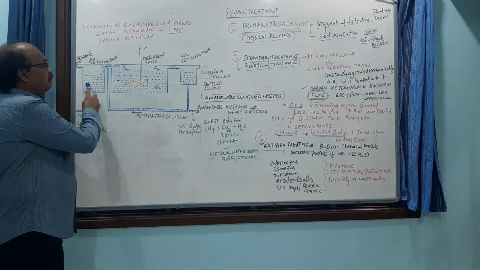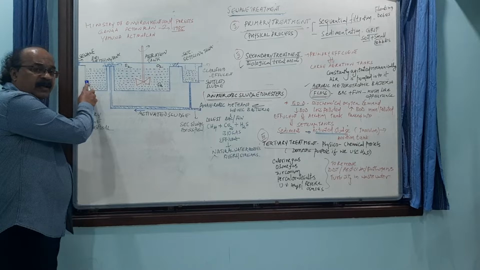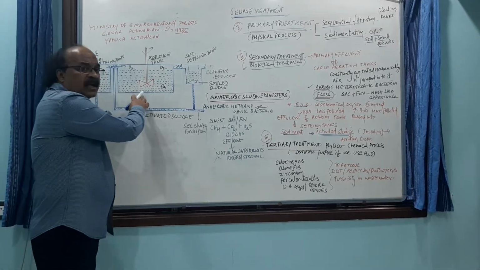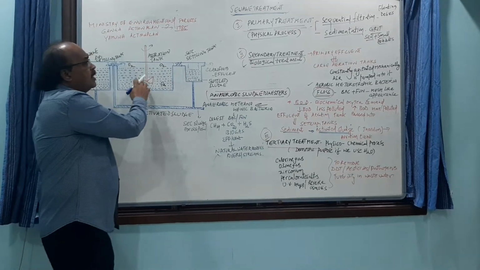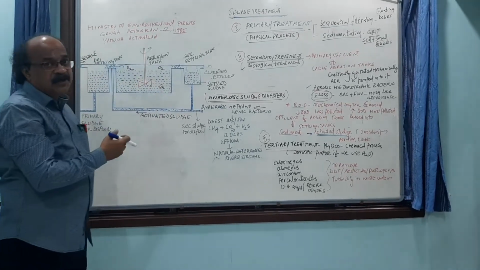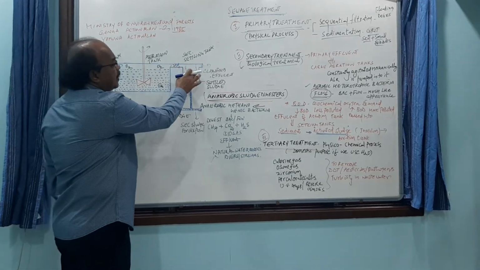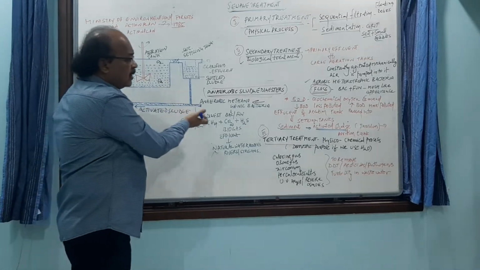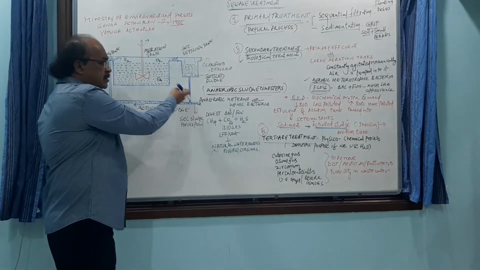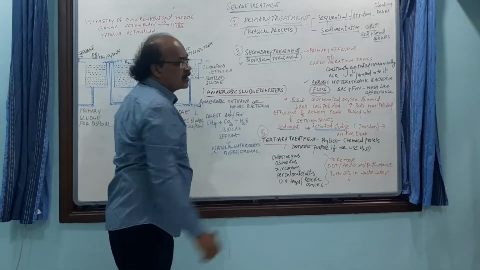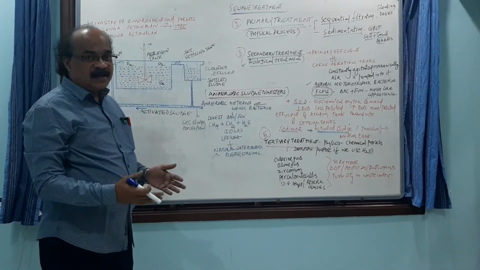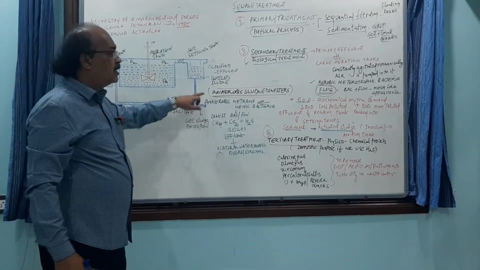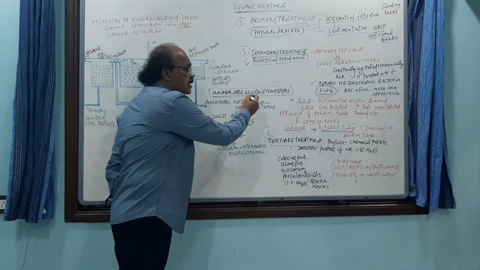So there are primary settling tanks in which the primary treatment is done. The secondary treatment is done in aeration tanks, and after the secondary treatment, the effluent will settle down. It will go to the secondary settling tanks, and the sediment is meant for anaerobic sludge digesters. The sludge that we got in the secondary treatment undergoes digestion in anaerobic sludge digesters.